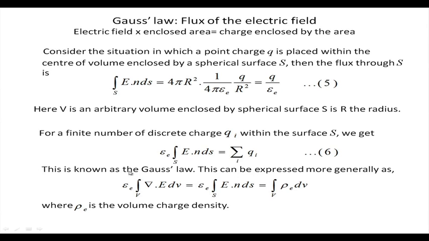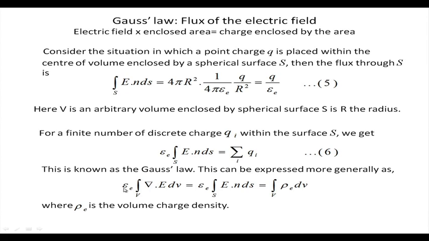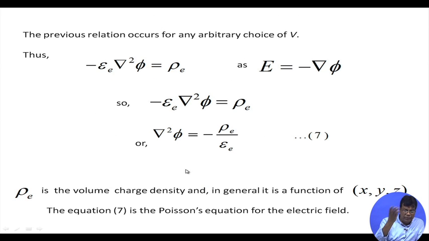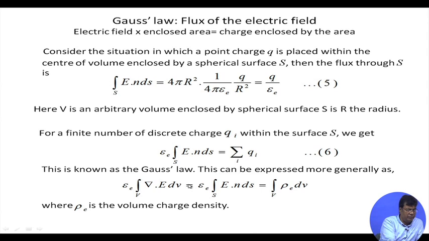Now, if we apply the Gauss divergence theorem, that means we convert the surface integral to a volume integral. So, we convert the surface integral to the volume integral in this way: the divergence of E dV equal to the integral over the whole volume of rho E. This rho E is called the volume charge density.